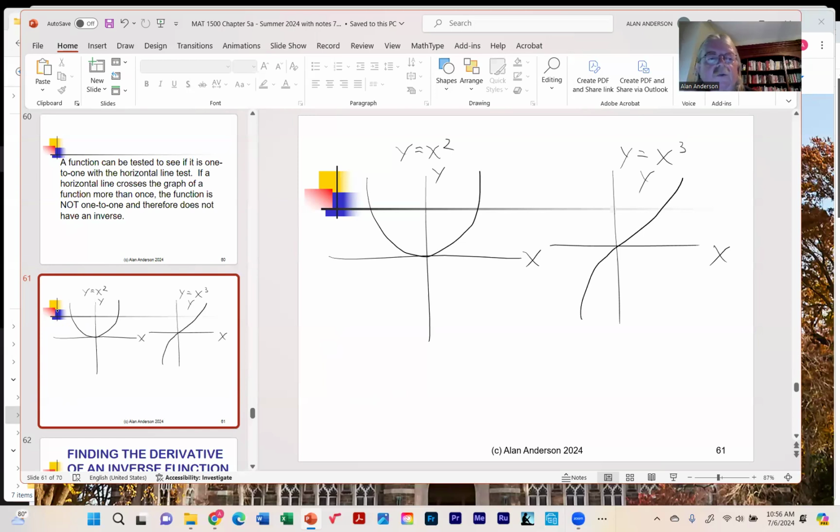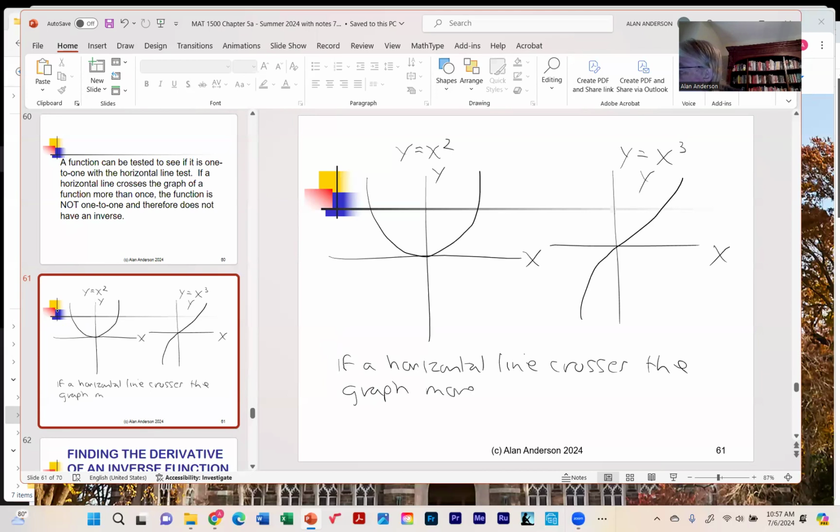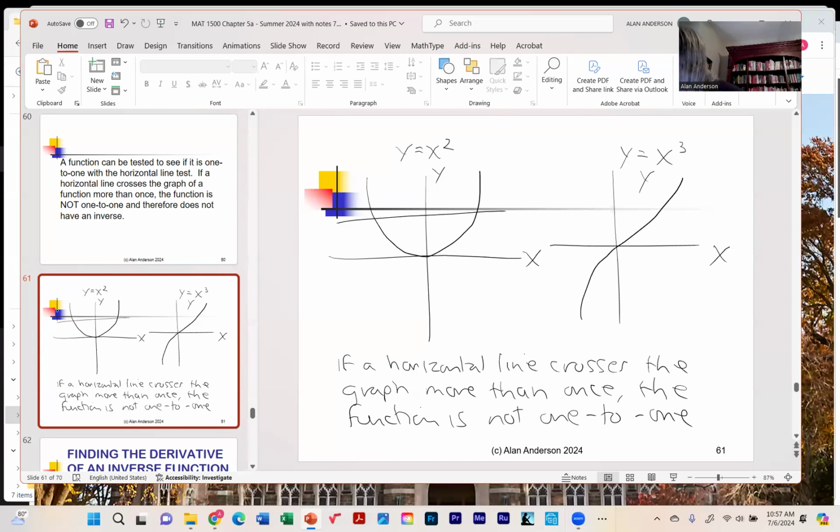So the way the horizontal line test works is that if a horizontal line crosses the graph more than once, the function is not one-to-one. So here you can see this one, we say it fails the horizontal line test because you can see the line does cross twice.